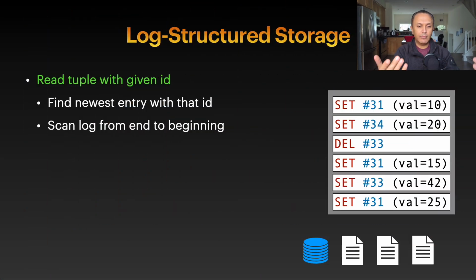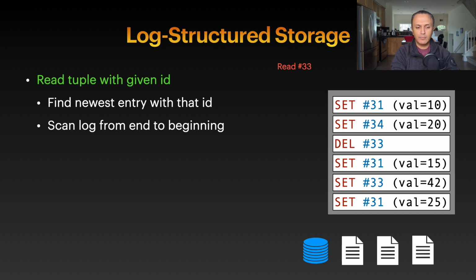So if we want to read a tuple with a given ID, if you remember, all these log entries are sorted from oldest to newest, and there might be some overwrites. So the current state for any tuple is the last entry that has that tuple ID. If I want to locate tuple number 33, I need to find the last tuple that has that tuple ID, so I can scan the log from the end to the beginning.